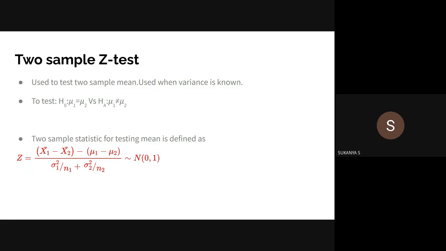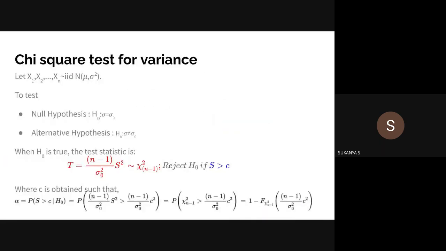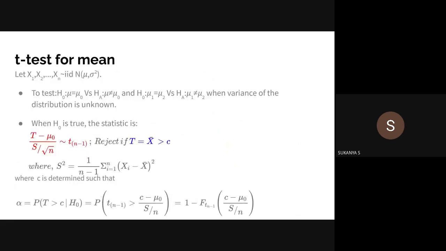So when variance is known for a two sample case, you use a z test. Similarly, the t test case is going to be very similar.